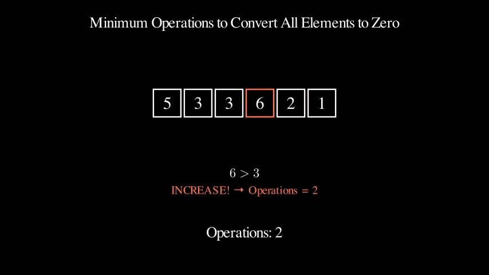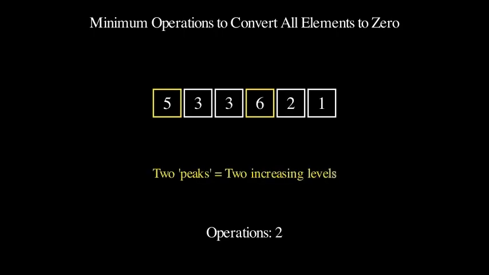Then 2 is less than 6, no change. Finally, 1 is less than 2, no change. Total, 2 operations. We can verify this makes sense because we essentially have 2 peaks or increasing levels to handle separately, making this the minimum possible operations needed.